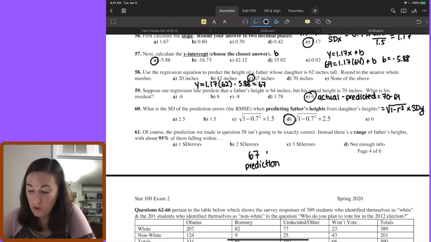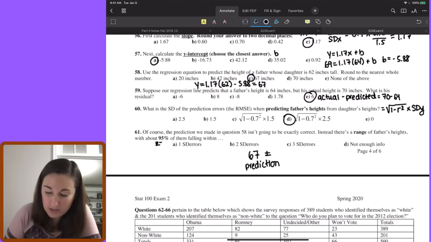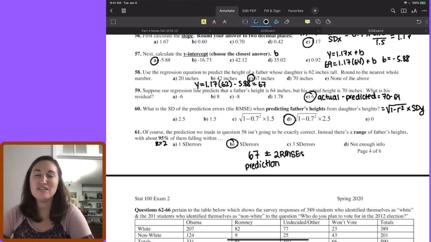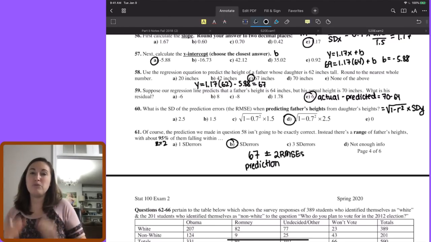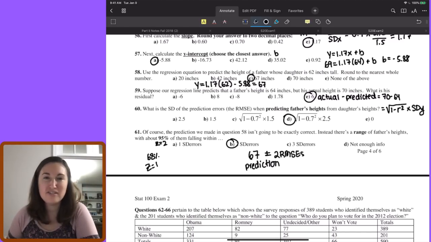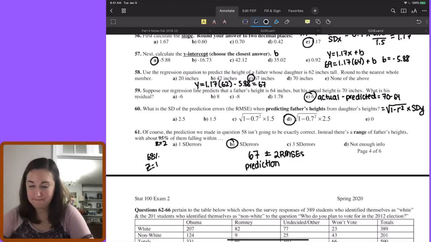So here we basically want to add and subtract something to make this into a range. And 95% corresponds to a z-score of 2. So this should be 2 RMSEs or 2 SD errors. RMSE and standard deviation of the errors are the same thing. So this is nice. We don't even have to figure out what that range is. We just have to know it's going to be within 2 RMSEs. If this said, instead of 95, say it said 68, that corresponds to a z-score of 1, then our answer would be A, if that was the case. All right.